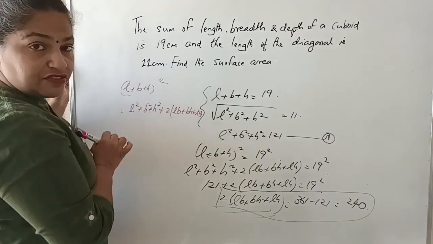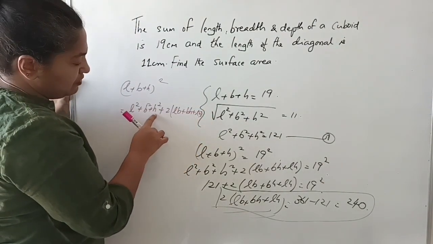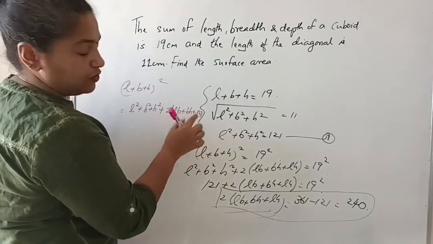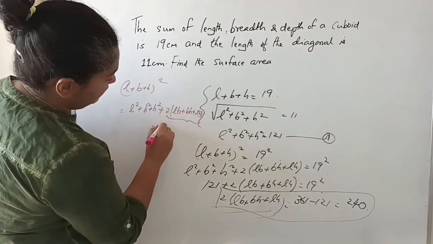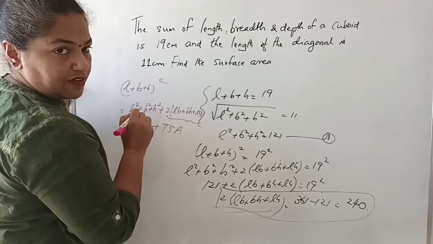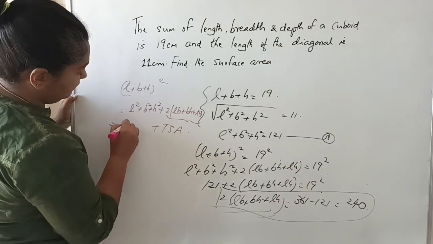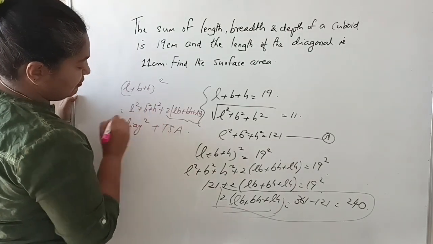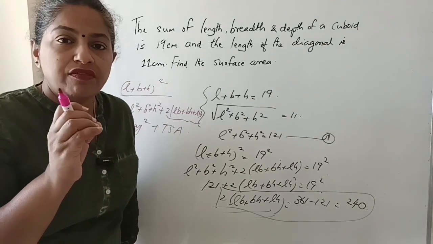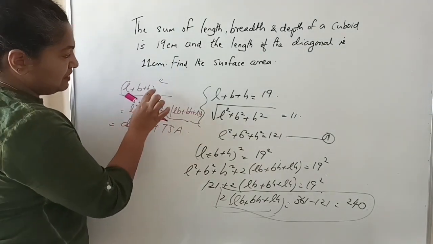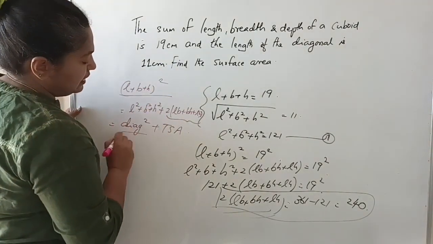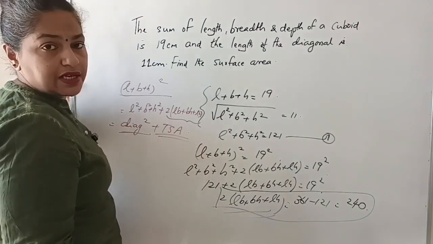So, L plus B plus H the whole square is equal to L square plus B square plus H square plus 2 into this value. Now, this is our TSA, total surface area. This is diagonal square. So, we can say that L plus B plus H the whole square is equal to diagonal square plus the total surface area.